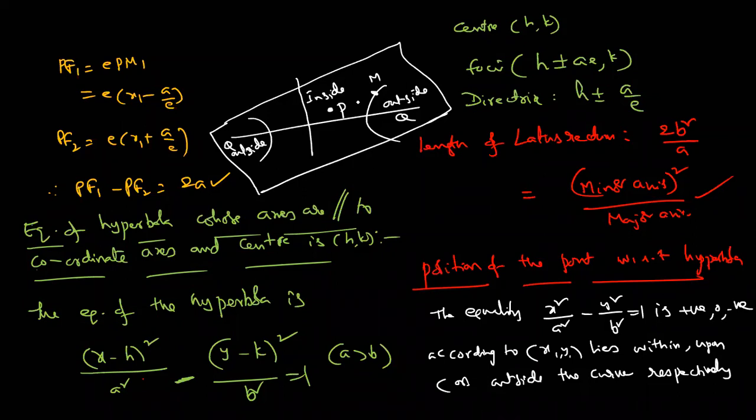This is a special case. Equality means you don't say right here. This is the minus one. Equality is positive or zero or negative according to whether (x1, y1) lies within, upon, or outside the curve respectively.